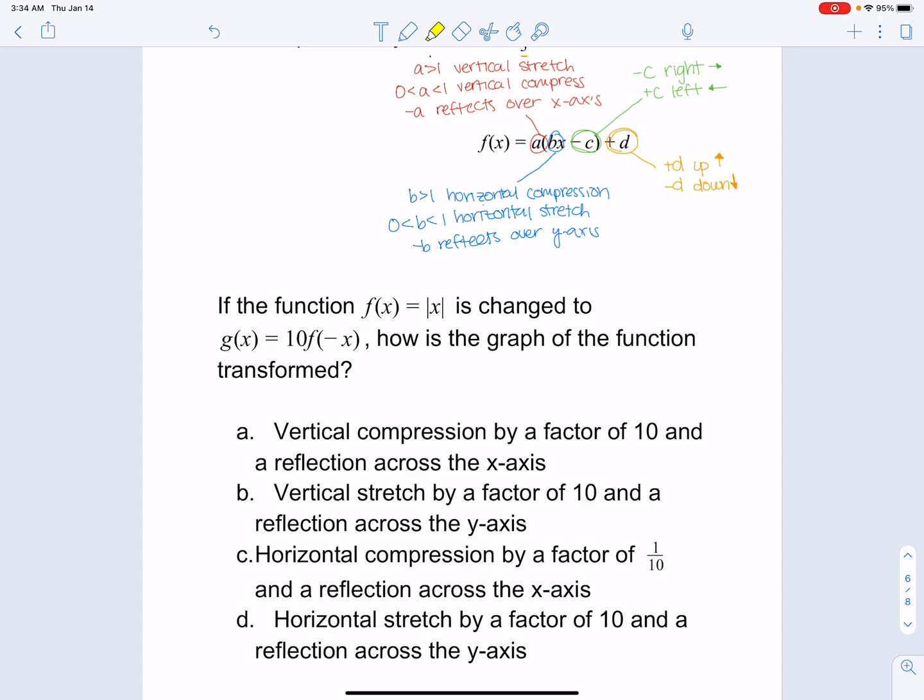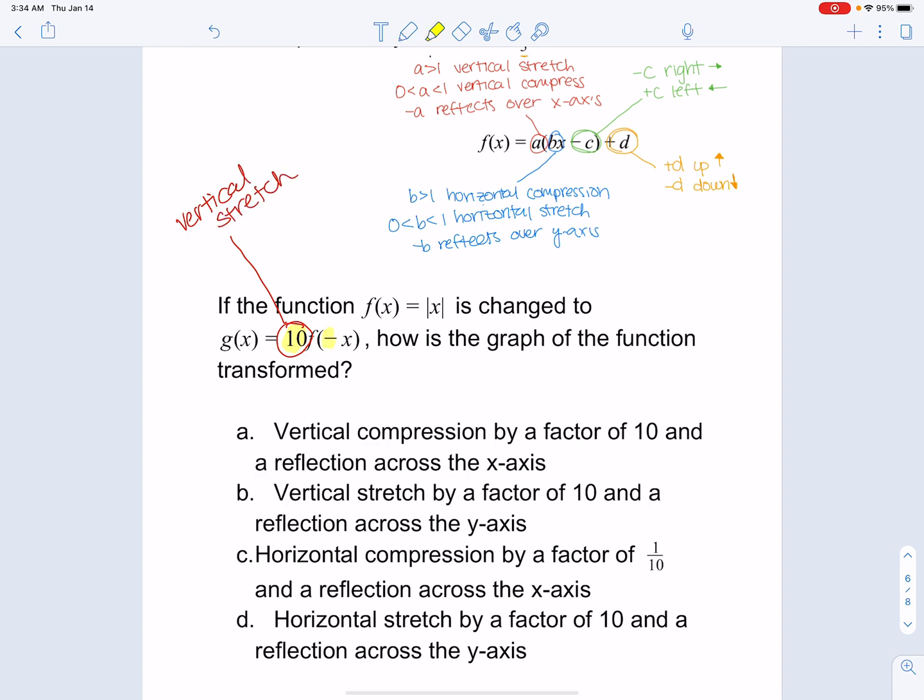All right, so if the function f of x is absolute value x is changed to g of x equals 10f parentheses negative x, how is the graph of the function transformed? This 10, does it represent A, B, C, or D? Very good, it's going to represent A, and it's greater than 1. So is it a vertical stretch or a vertical compress? Very good, vertical stretch.